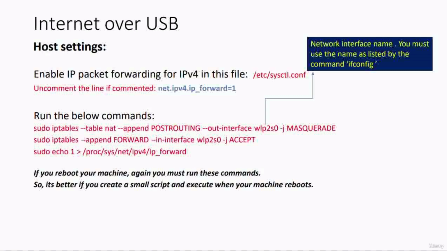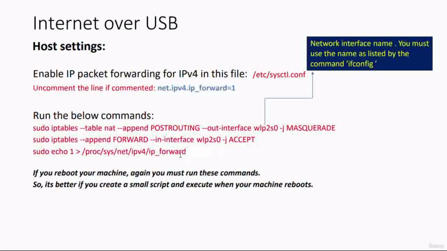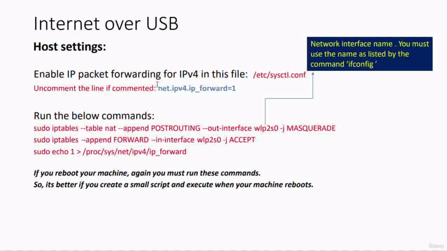In the host settings, you need to ensure that IP packet forwarding is enabled in the file /etc/sysctl.conf. Inside this file, you have to search for this line. If it does not exist, you have to add this line. After that, you have to run these commands in order to share your internet connection with the BeagleBone Black hardware. And remember that if you reboot your machine, again you must run all these commands. So it's better you create a small script and execute it whenever your machine reboots.